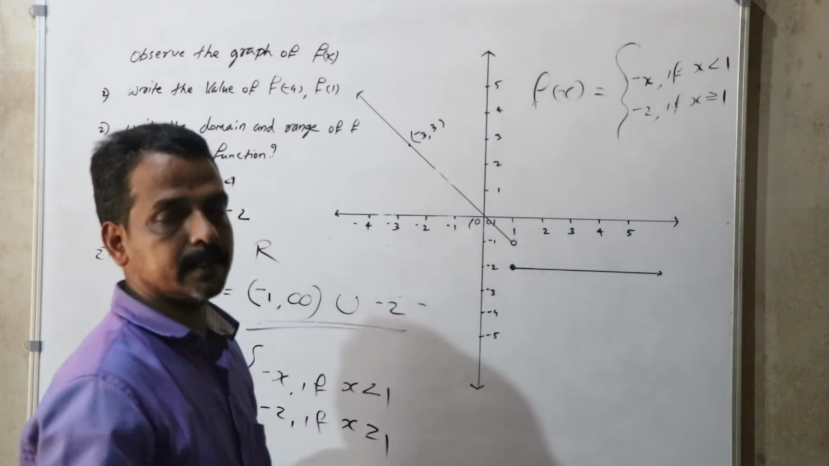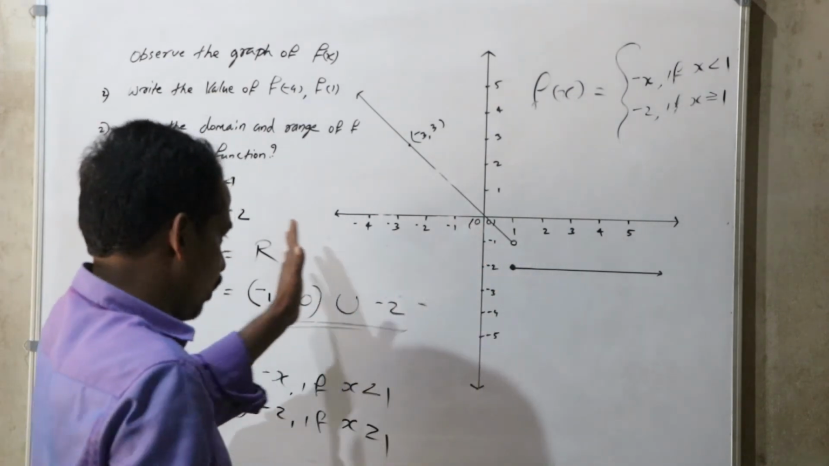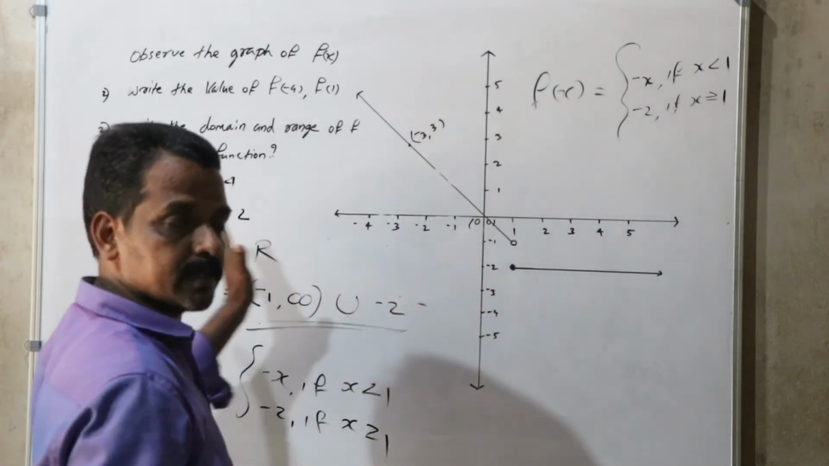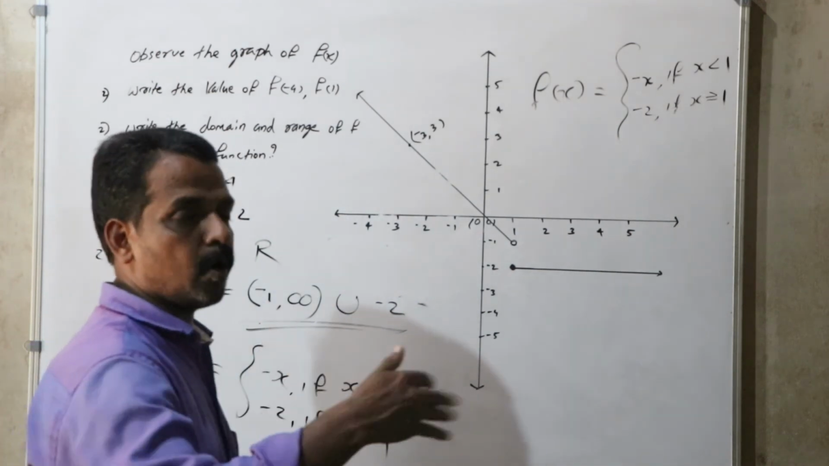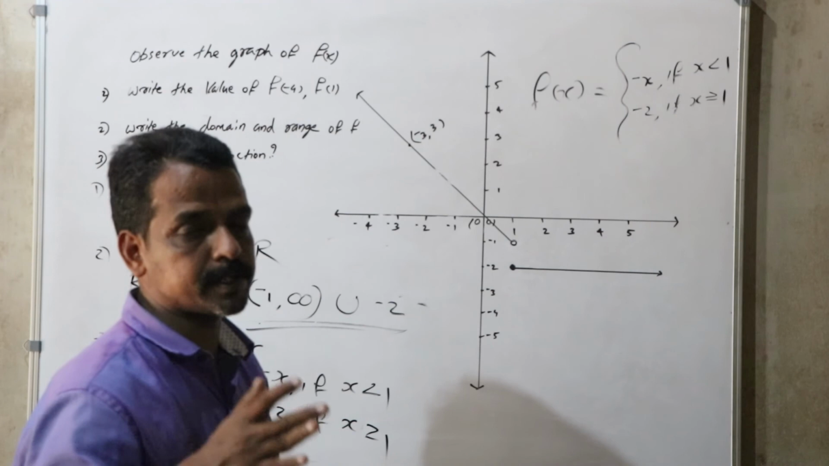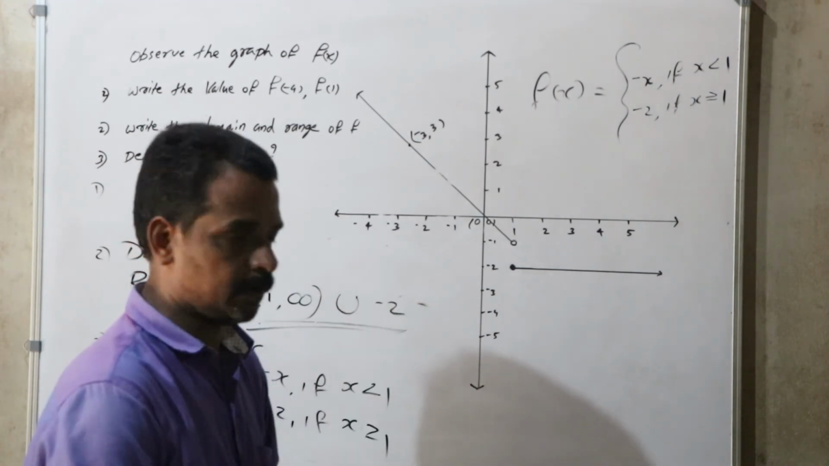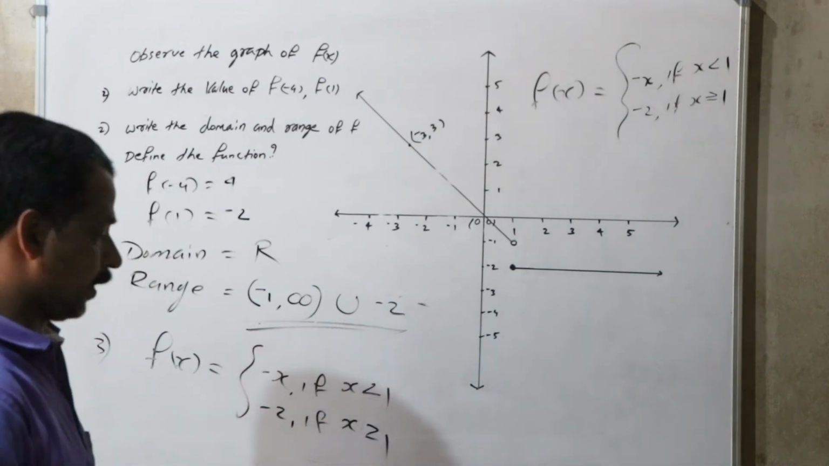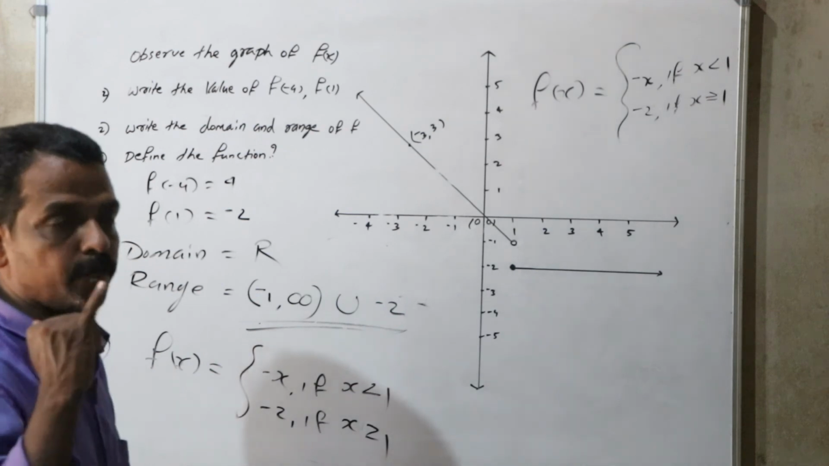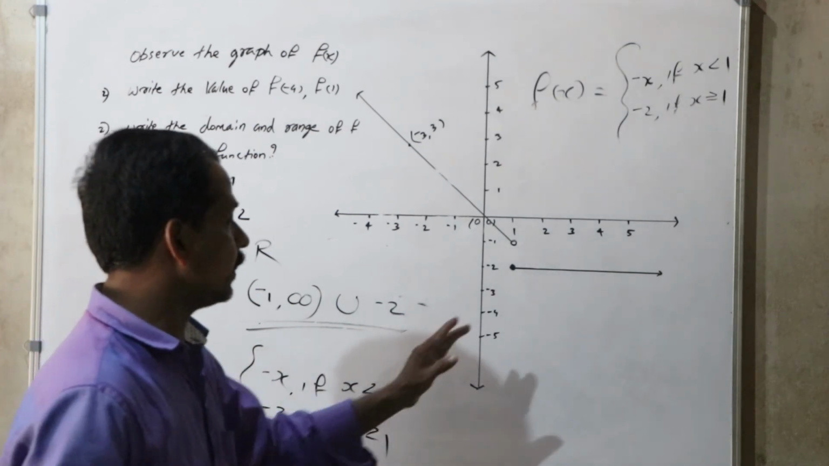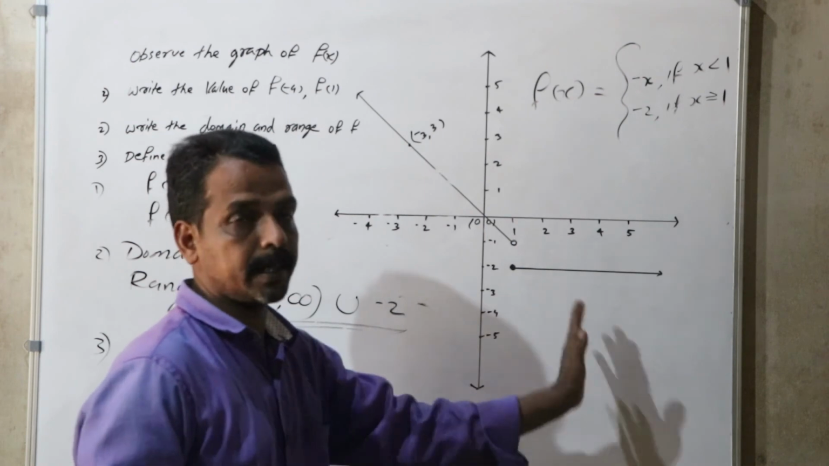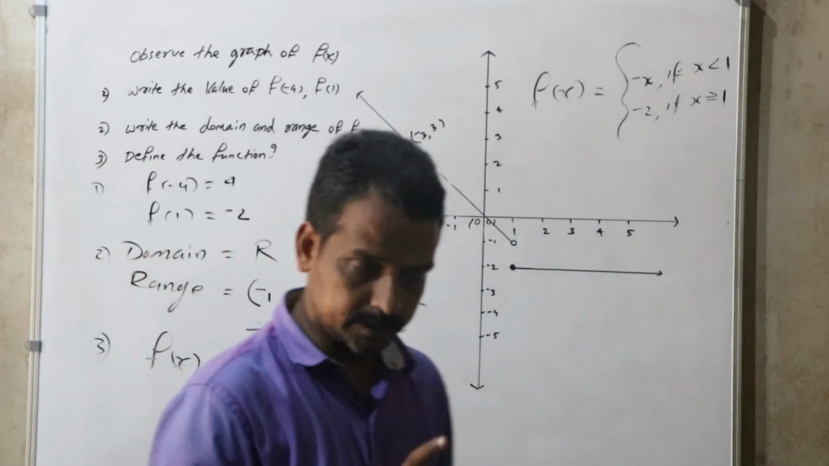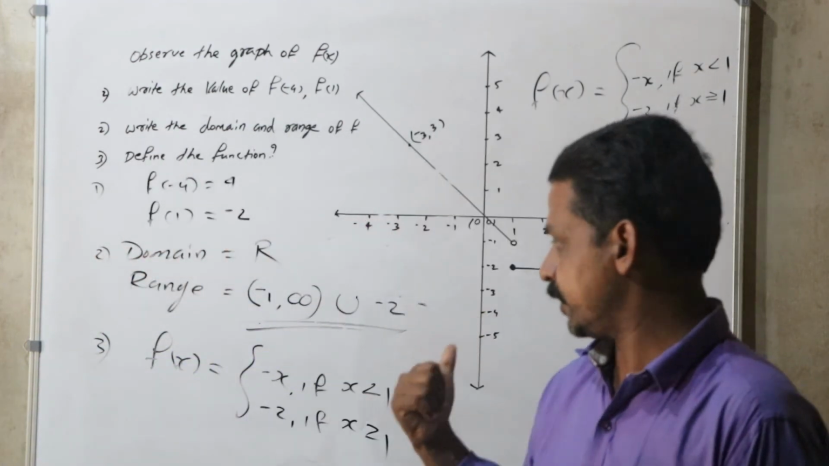When x is lower than 1, the graphical line goes to the left side. Okay. The more it goes to the left side, the more the value of the x coordinate decreases. Minus x if x is lower than 1. Okay. And minus 2 if x is greater than or equal to 1.